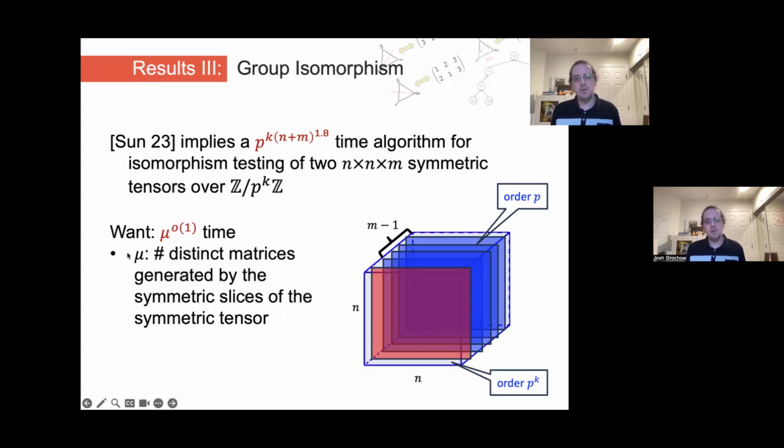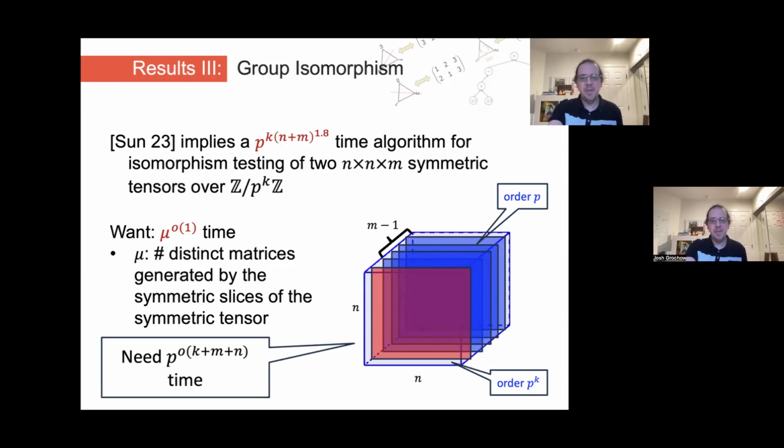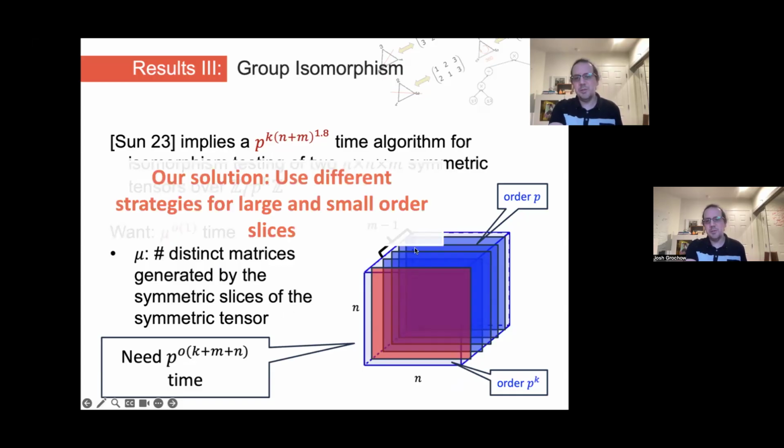Okay. And so if you take mu to be just the total number of distinct matrices you can get as linear combinations of these, we want mu to be n to the little o of 1. And what we need here really is, instead of this k times (n plus m) to the 1.8, we want something that's little o of, we'd rather have like k plus m plus n. Okay, and so our solution builds on Sun's technique, of which there's a lot that goes into it. But in addition to that, we also have to use different strategies for slices of large order, like p to the k, versus small order, like p.